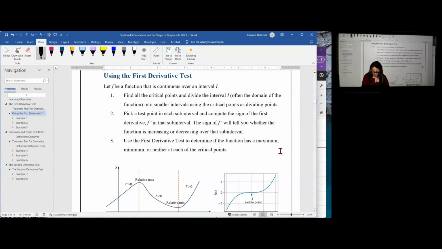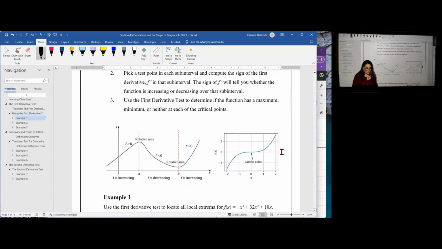Again, when we're looking at a graph, we have different possibilities. It goes from positive to negative, increasing to decreasing, it's a relative max. It goes from negative to positive, decreasing to increasing, it's a relative minimum. But keep in mind, we could have a saddle point where it's increasing, 0, and then increasing again. We can also have a point of vertical tangency, which I'll draw here.